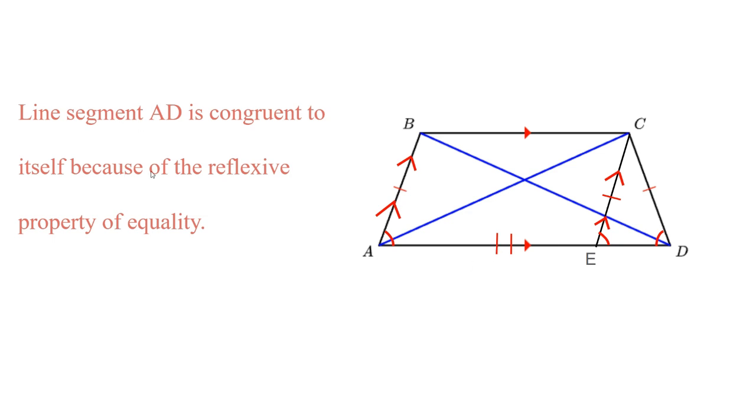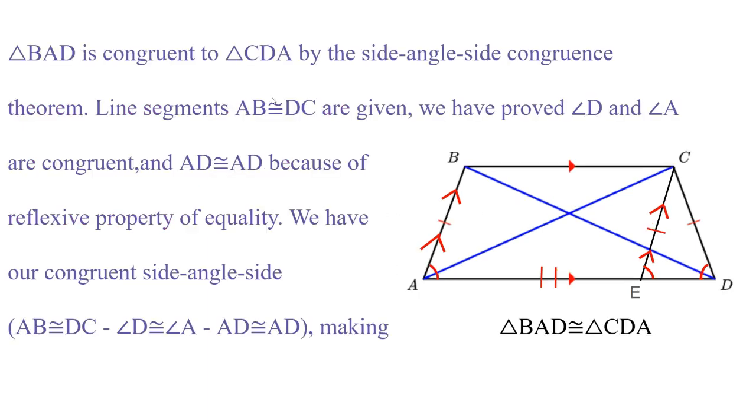And a little cherry on top, the line segment AD is congruent to itself because of the reflexive property of equality, which states that any value is equal to itself. So AD is congruent to AD. Now, we're going to have triangle BAD be congruent to CDA, and we're going to prove this by using the side angle side congruence theorem.